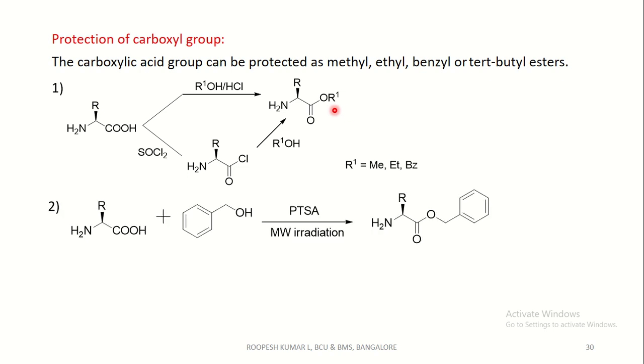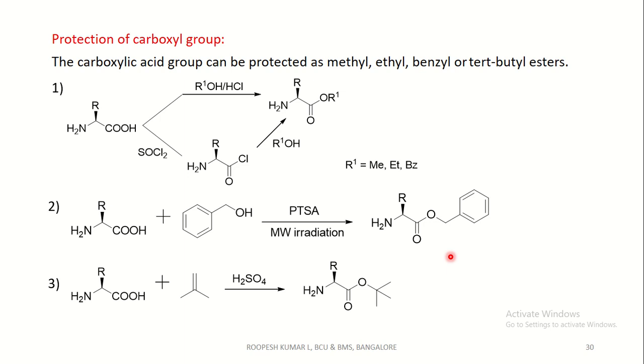Coming to the second method to prepare a benzyl ester, there is another route. Amino acid on treatment with benzyl alcohol in the presence of paratoluene sulfonic acid, that is a mild acid, under microwave irradiation, in about 30 seconds to 2 minutes, you will get this product in good yields. That is, you will get benzyl protected amino acid, C protected amino acid.